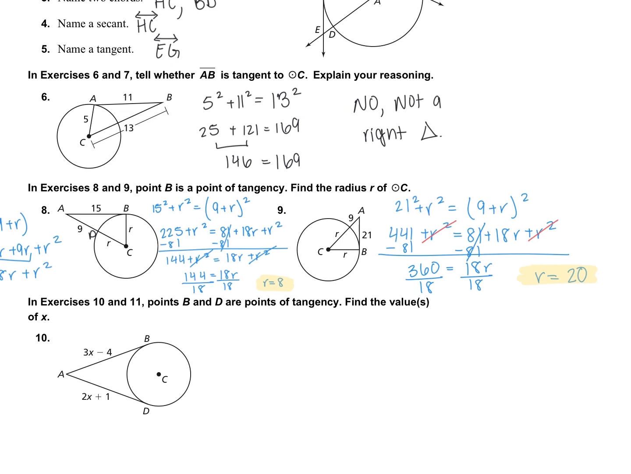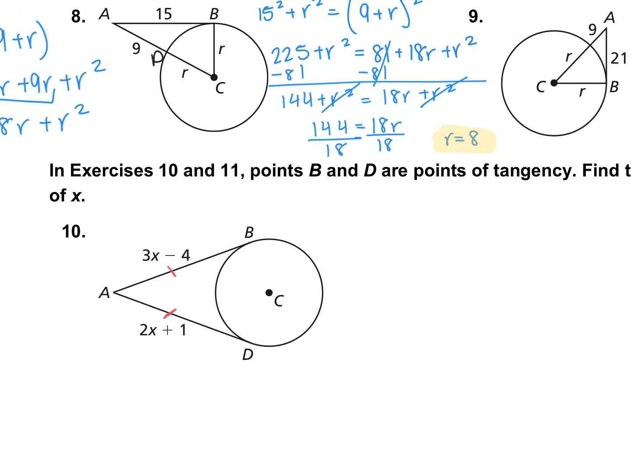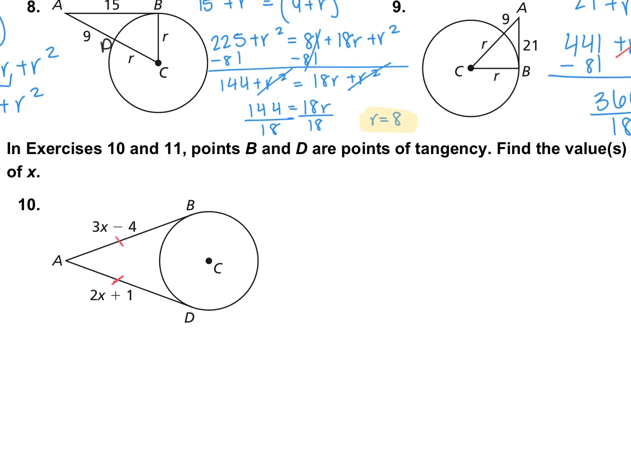All right, looking at number 10, what's the most important thing when you see that cone shape? What do I know when I see that cone shape? Anybody? What can you tell me about the cone? Yes. The sides AB and AD are congruent. Congruent, good. These two sides will always be congruent. So if they're asking me to solve for x, I have to set them up equal. So setting it up, it should have been set up as 3x minus 4 is equal to 2x plus 1.